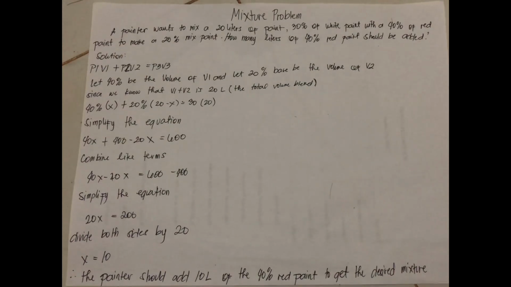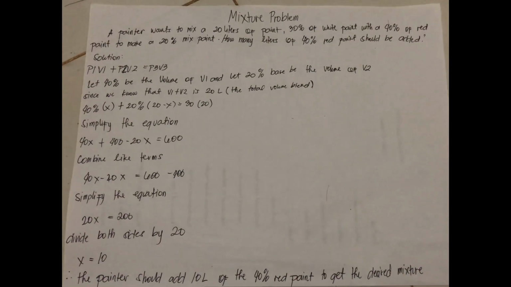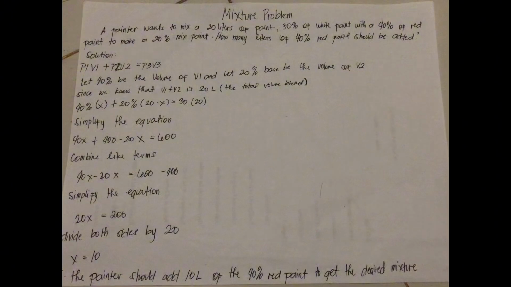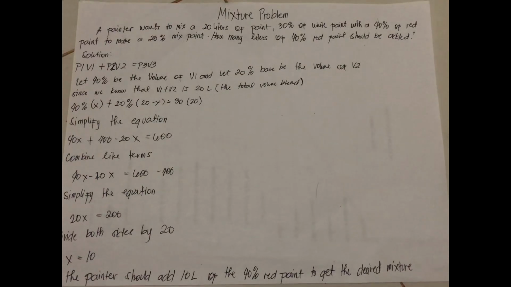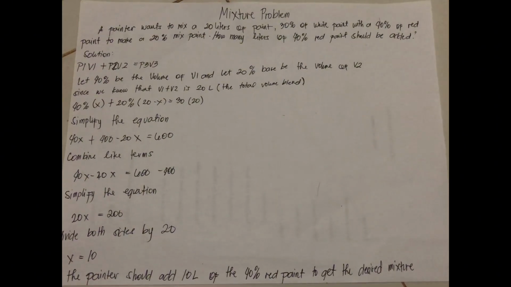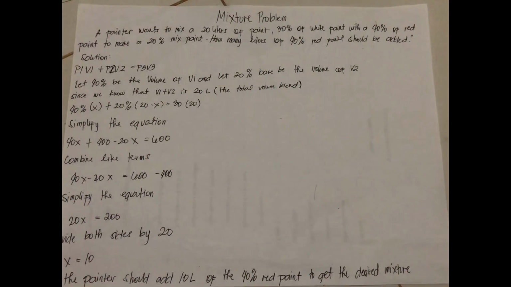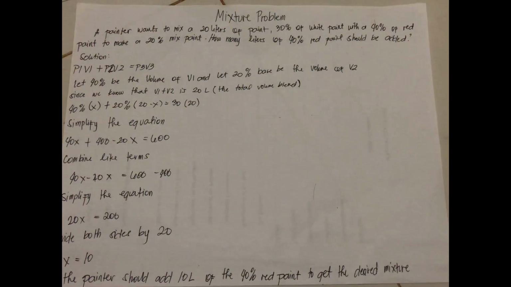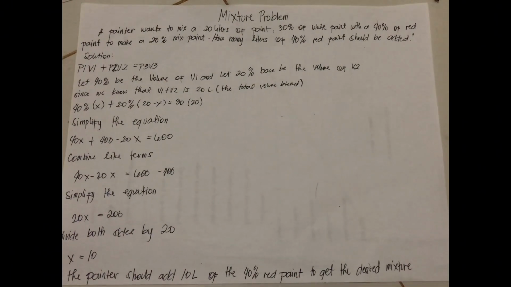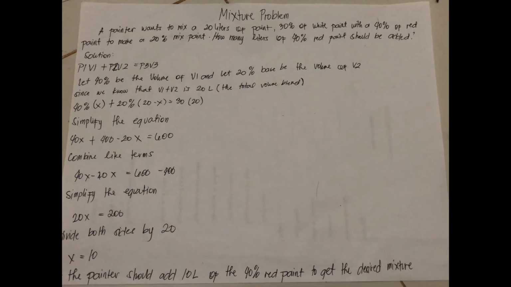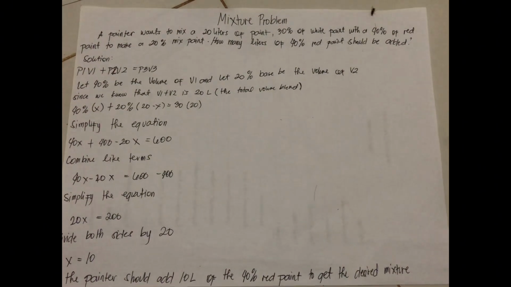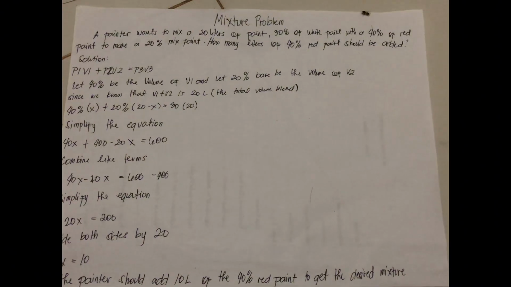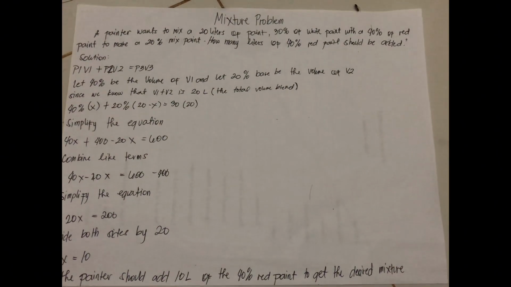Paint 1 volume 1 plus paint 2 volume 2 is equal to paint 3 volume 3. So let the 40% paint be the volume V1 and let the 20% paint be the volume V2. Since we know that V1 plus V2 is equal to 20 liters, the total volume of the blend, 40x plus 20 times (20 minus x) is equal to 30 multiplied by 20.